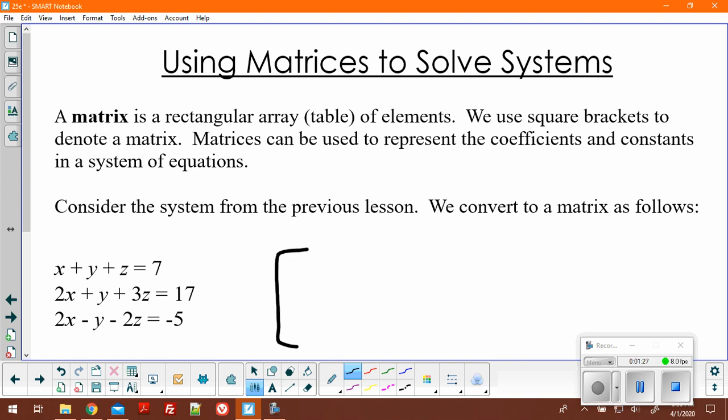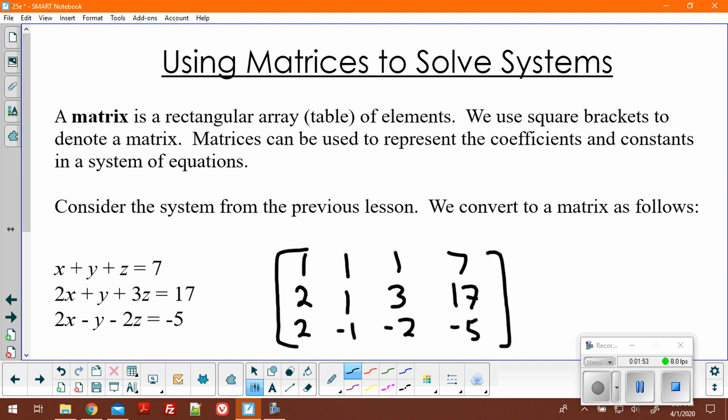So I have x plus y plus z, so I have 1x, 1y, 1z, and that's equal to 7. In my next row, I have 2x, 1y, 3z, and that's equal to 17. In my last row, I have 2x, negative 1y, negative 2z, and negative 5.